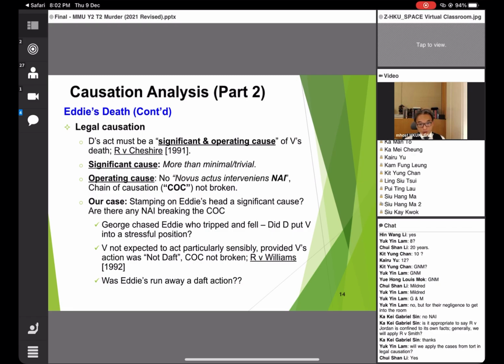I would say no. It's just a natural response. You had to run away because you're being chased. So if it is not a daft action, COC would not be broken because there's no NAI here. All right? You would use Williams to say it is not a daft action. Okay. Any question on this one? No.